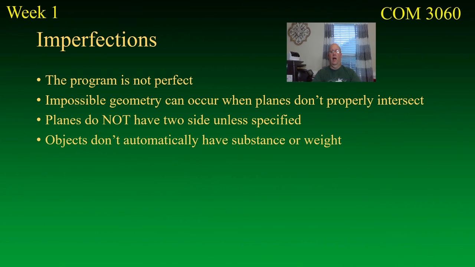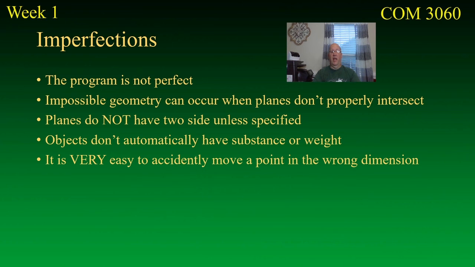We mentioned that. Objects don't automatically have substance or weight, meaning that if you make something that looks like a tennis ball, that doesn't mean it's going to bounce unless you decide you want it to. Also, if you throw a tennis ball without establishing any of these things, it's just going to go through any other objects you happen to see in there because it isn't going to have any substance. And so those are things that have to be programmed in separately.